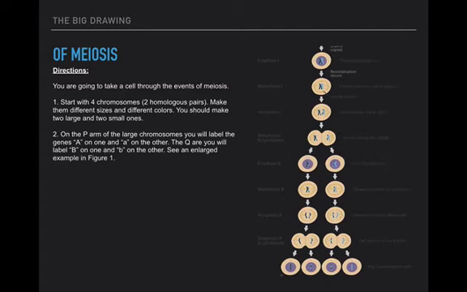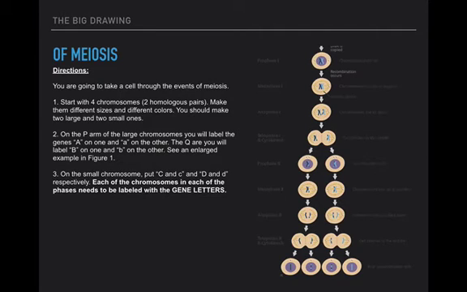But the point of this is we're going to keep track of what happens to the genes in meiosis. So not only the chromosomes, but the genes as well. So on the small chromosome, you're going to use C's and D's. I'm going to give you a picture of that in just a second so you can see what it looks like. So label those P and Q arms on your chromosomes with letters that symbolize genes.